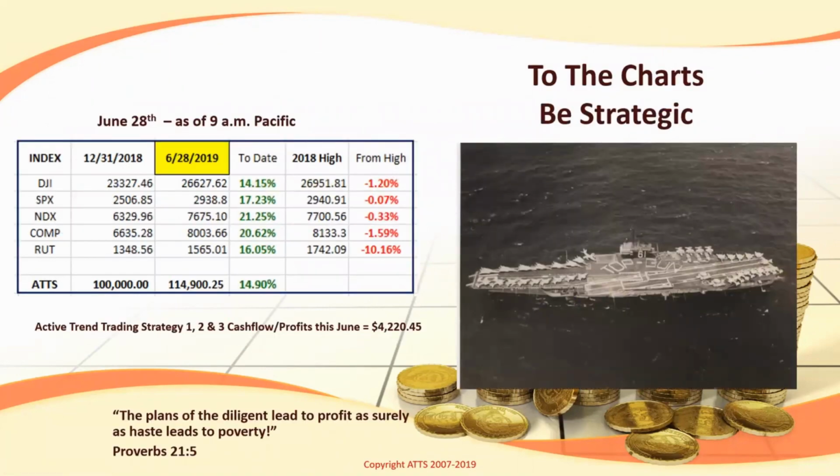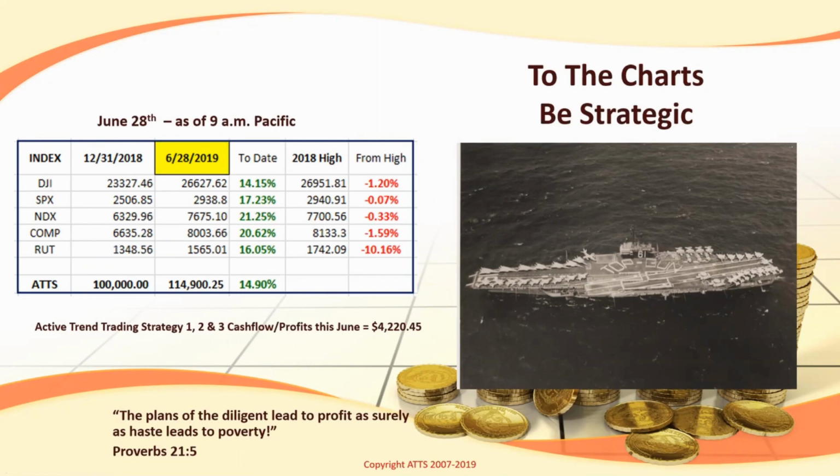Here's where we're sitting as of about 9 o'clock this morning. As you can see, the markets are off the highs from last year. Every one of the indexes is. However, they're continuing to just hold and hang out. The S&P made a new high. The Dow made a new high on the recent move. However, the NASDAQ Composite and Russell have not done that. We're up about 14, almost 15% for the year so far, and cash flow plus profits for the month are a little bit over $4,000.